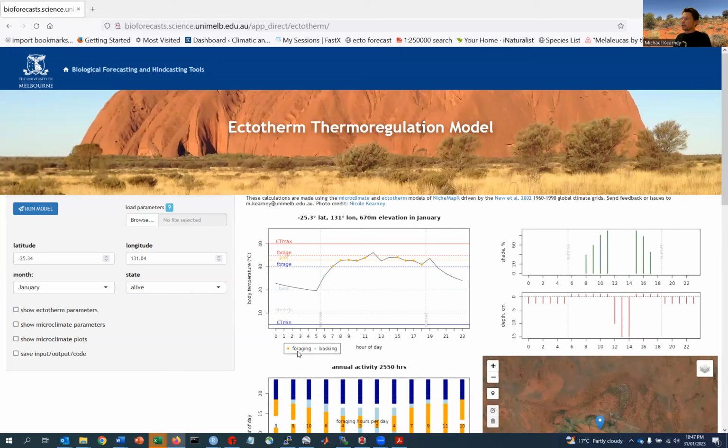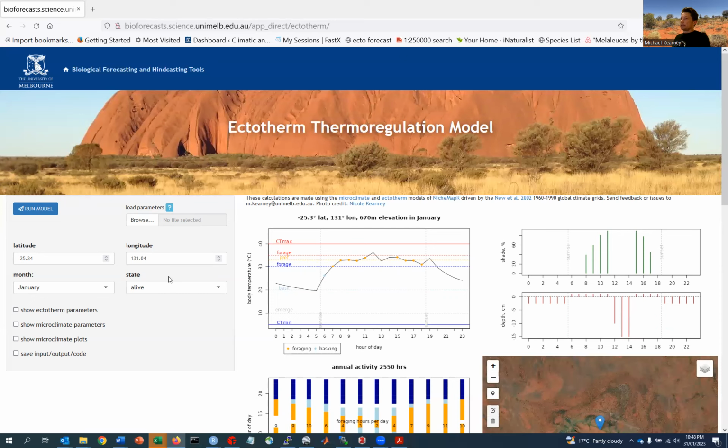You can see the scale here, or the legend here. By basking, what's meant is that it's out of its retreat, under conditions that are warmer and better for it than if it was in its retreat, but not warm enough to forage, so it would be sitting just outside its burrow if it was a burrowing animal. And then once it gets above this foraging threshold temperature, these gold dots appear, and they are the hours that it's active.